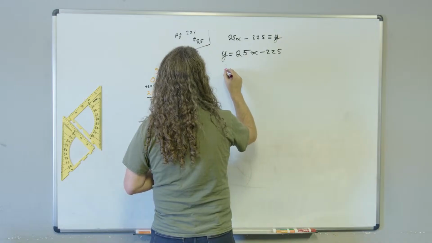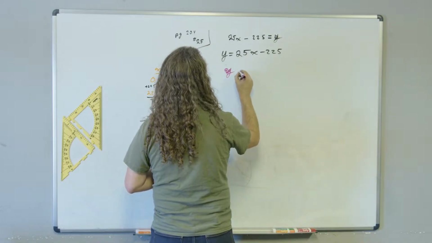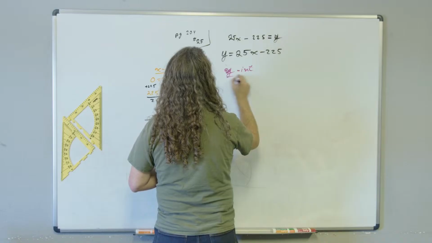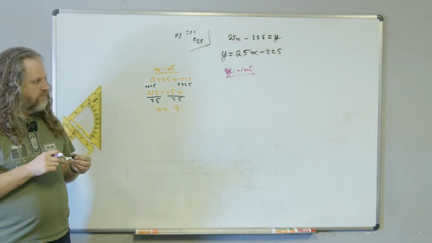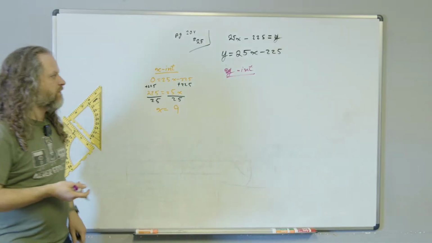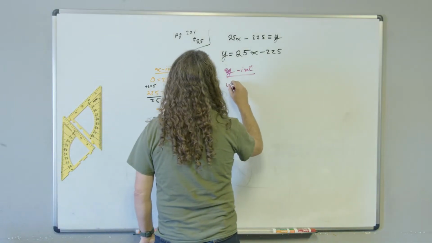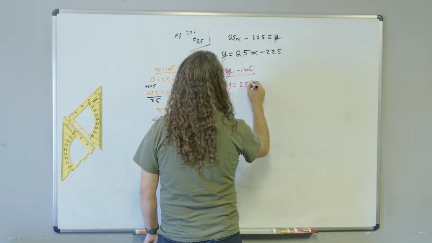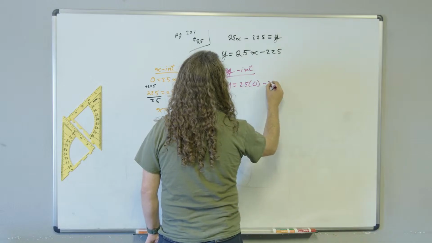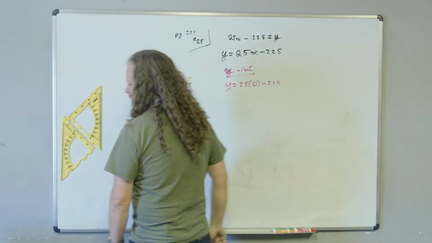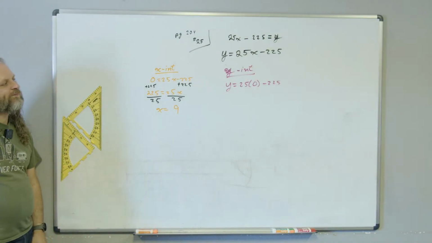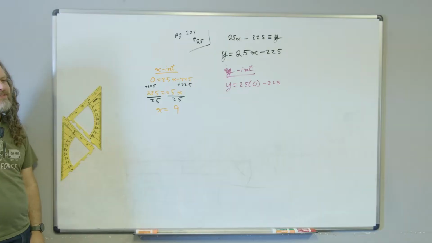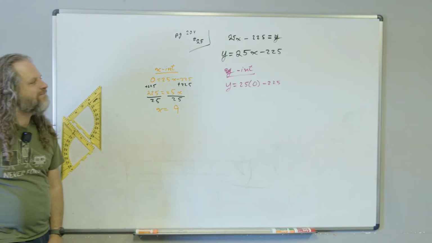Okay, the new one. Find the y-intercept. What do we do? Put a 0 where the x is. Man, okay, we got studying to do. I gotta remember this stuff. What do we do now? Solve. Get rid of the 0. What's 25 times 0? 0.